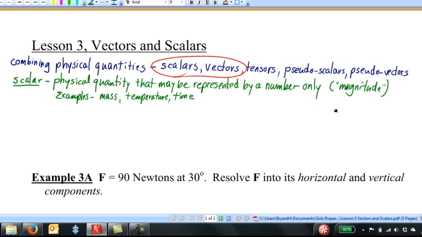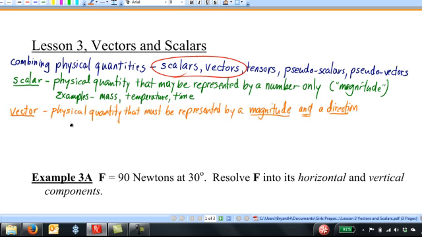On the other hand, a vector is a quantity that must be represented by a number, which is called its magnitude, and a direction. Some examples of vector quantities include force, so how hard do I push, but also which way, how many pounds, and in which direction, to the right, to the left, up, down, at what angle. Velocity is an example of a vector. Acceleration is another example, and we'll encounter many more in this course.